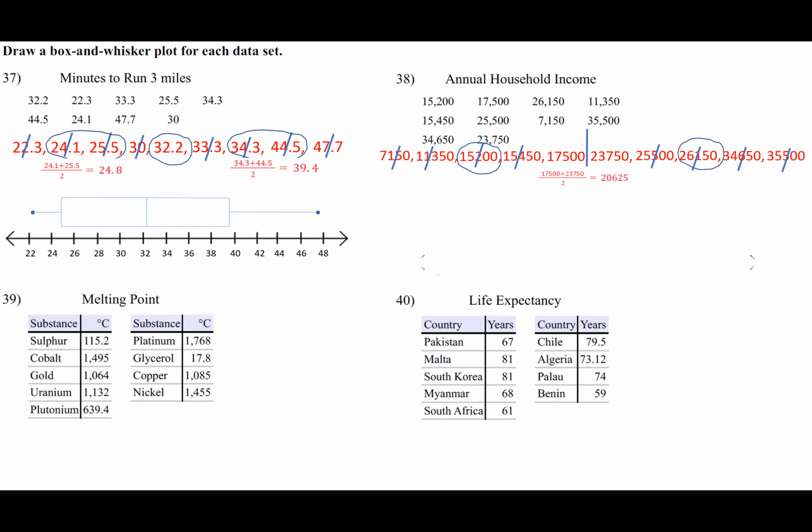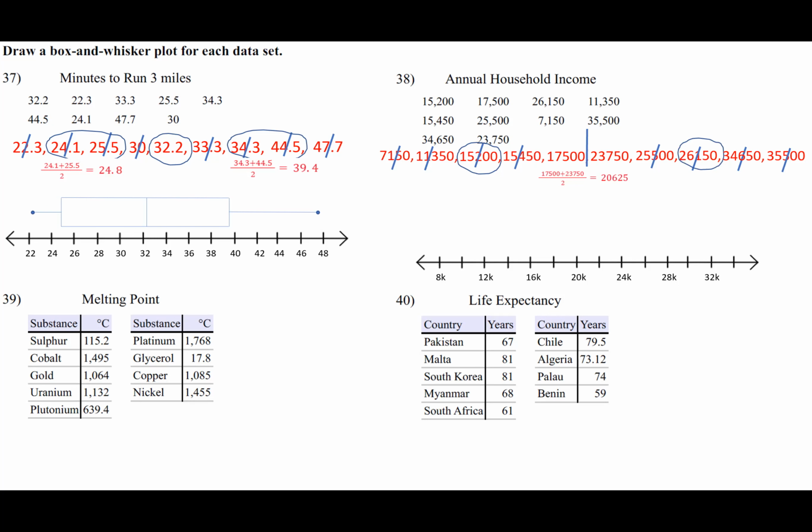Now let me do my number line. Notice how each segment is 2,000, right? The K represents thousands. So on my number line, I have 8,000, 12,000, 16,000. But notice how I'm going by 4, so that means each distance between two lines is 2,000.